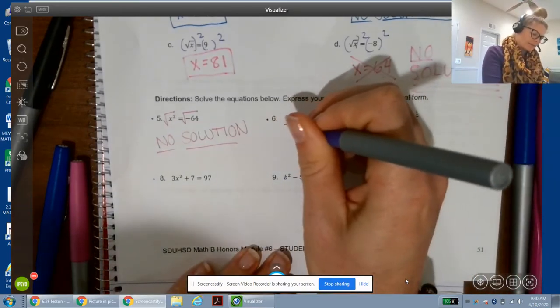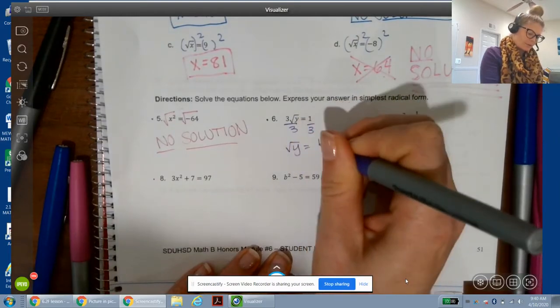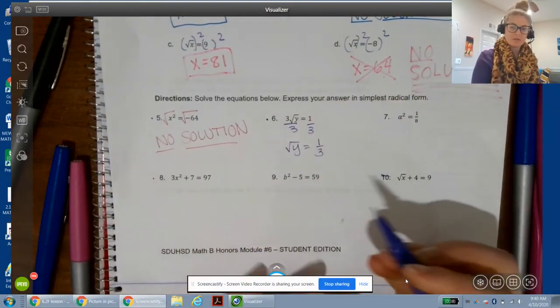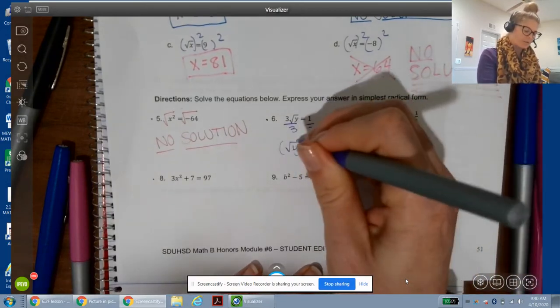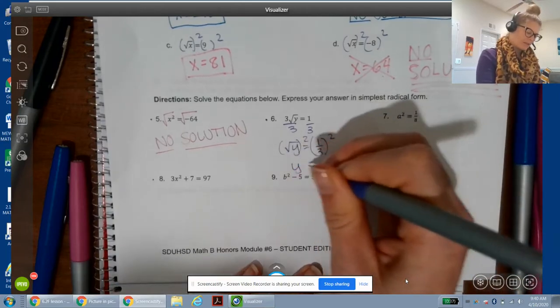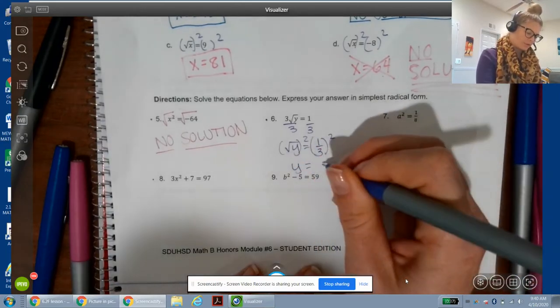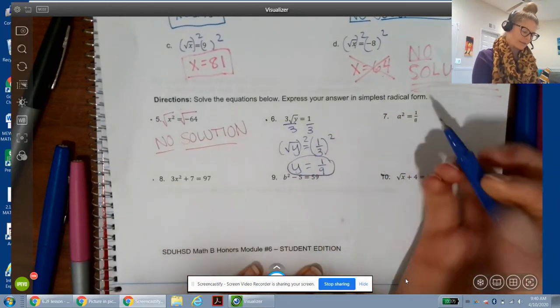That's right, we're going to divide both sides by 3. So that means the square root of y is equal to 1/3. Totally fine, a square root equaling a fraction. How do you undo square rooting? Oh, you square. Whatever you do to one side, you have to do to the other. So that means y is equal to 1/9. 1 times 1 is 1. 3 times 3 is 9.